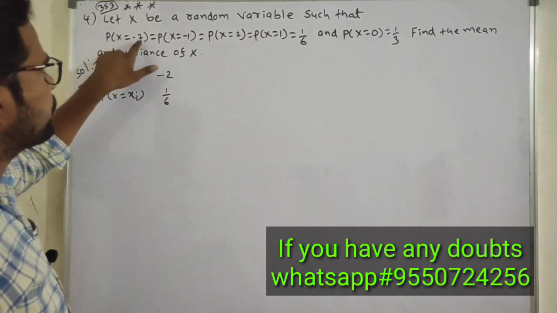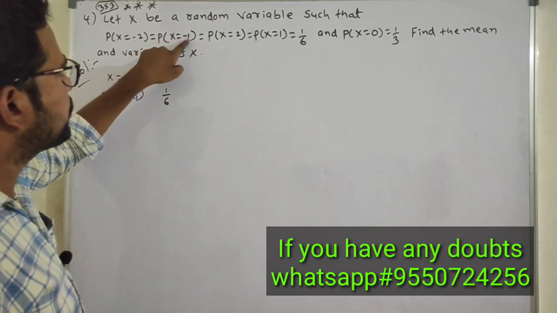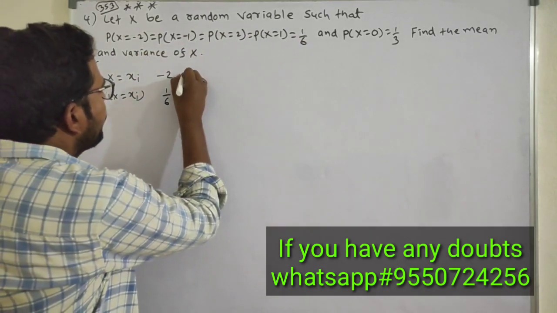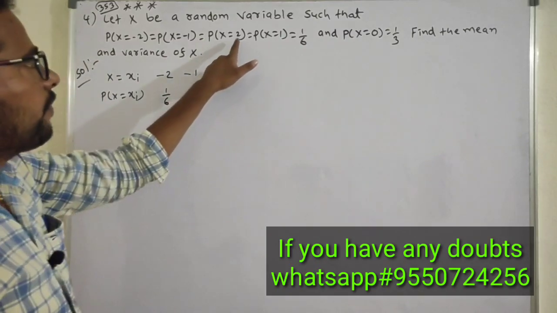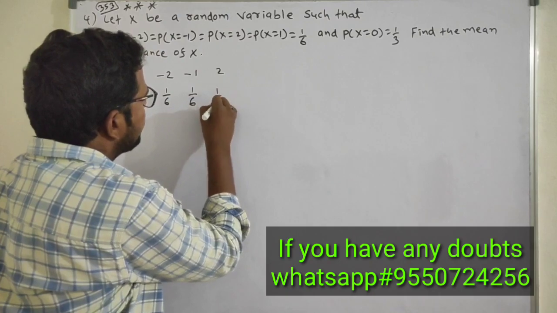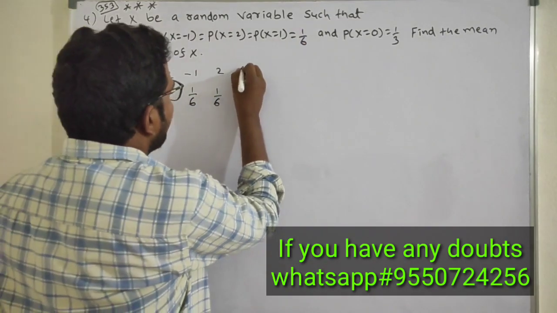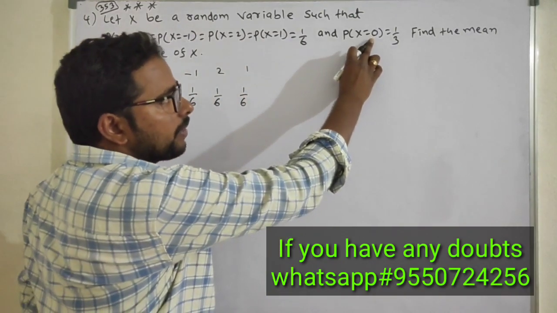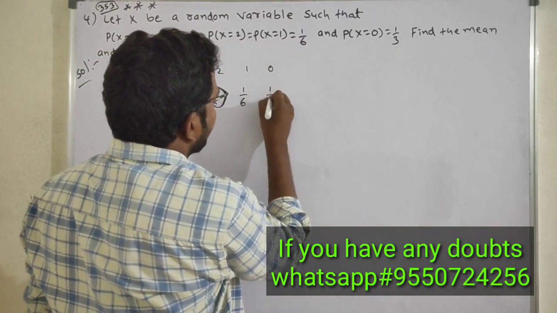Because we have x equals minus 2 here, this is the outcome. The probability of x equals minus 1 is 1 by 6. The probability of 2 is 1 by 6. The probability of 1 also equals 1 by 6. And for x equals 0, the probability of 0 equals 1 by 3.